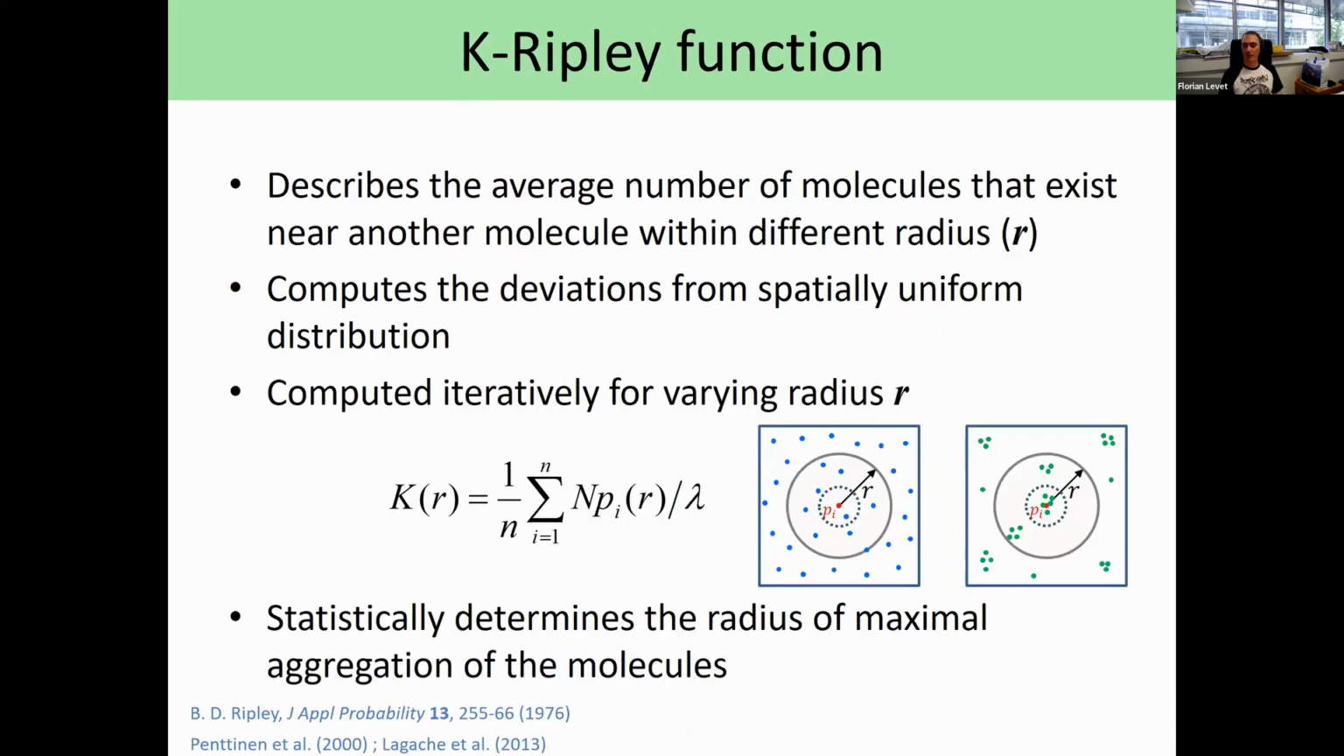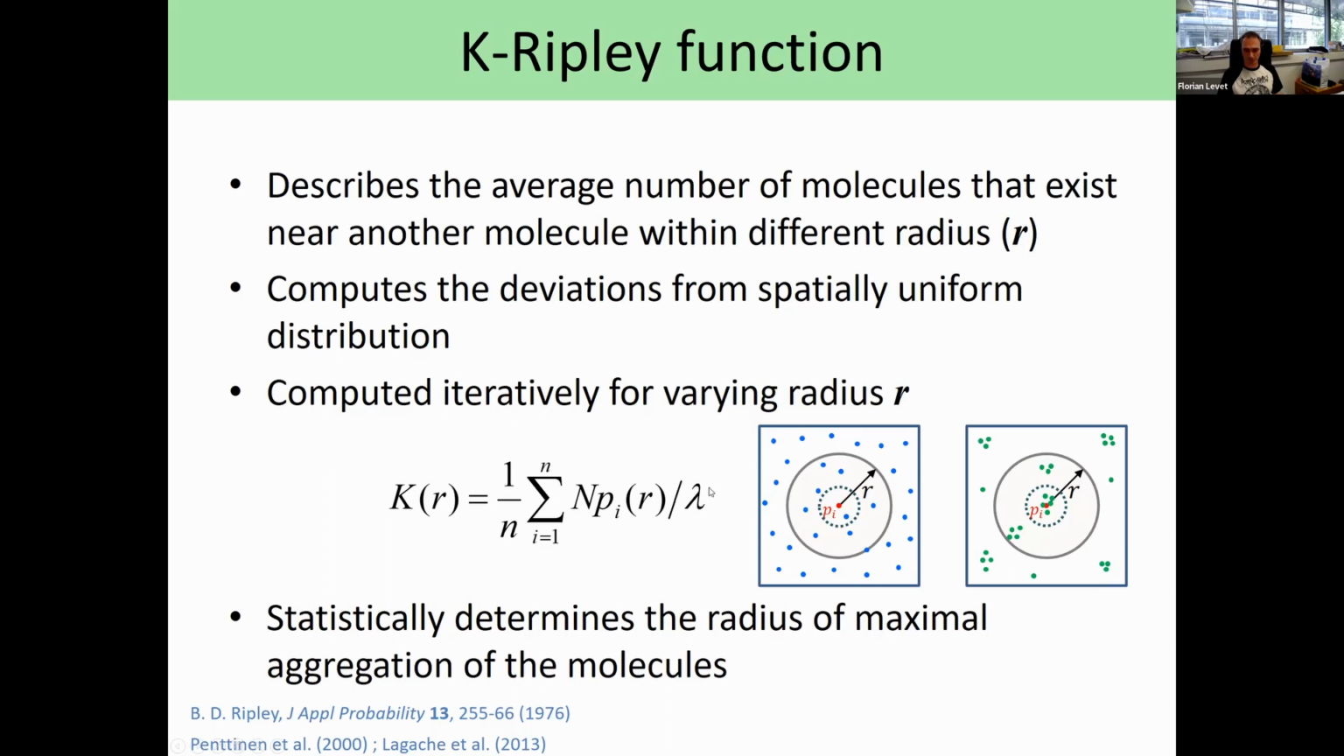So if we go for clustering, the most used technique in the field is certainly the K-Ripley function. It's really trying to describe the average number of molecules that exist near another molecule within different radii R. And it does that by computing the deviation from a spatially uniform distribution. You do that by computing the K value for varying radius R.